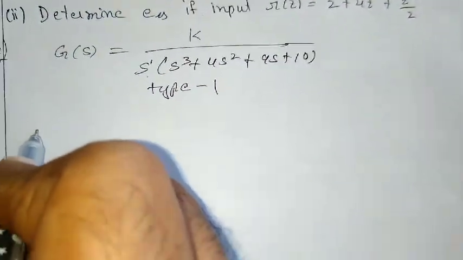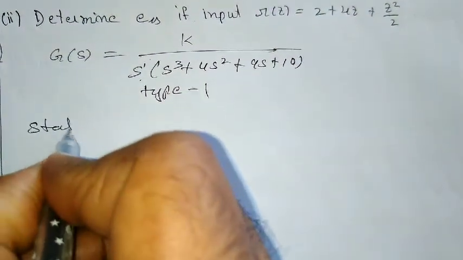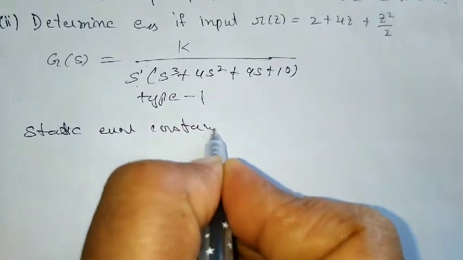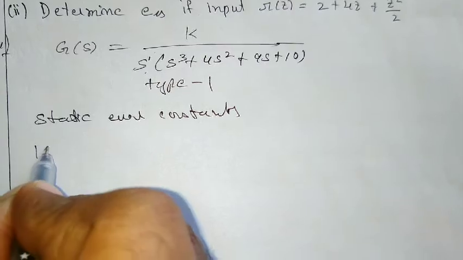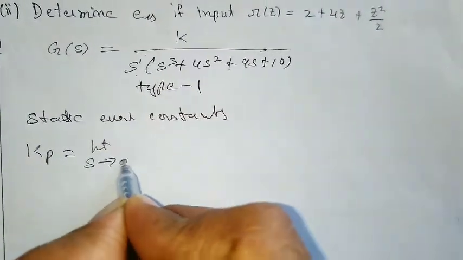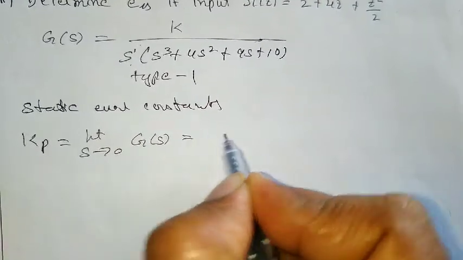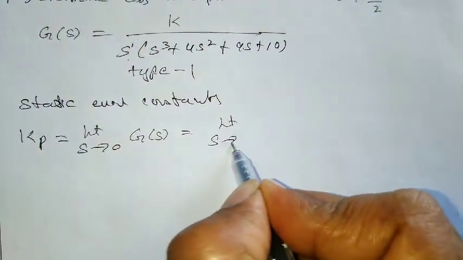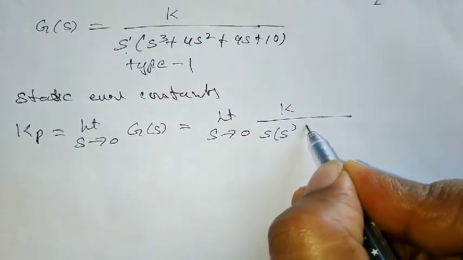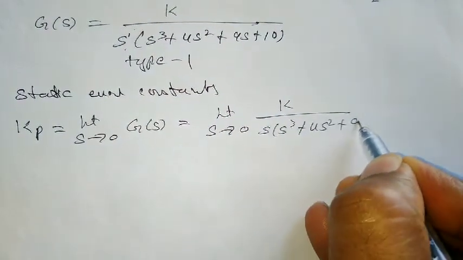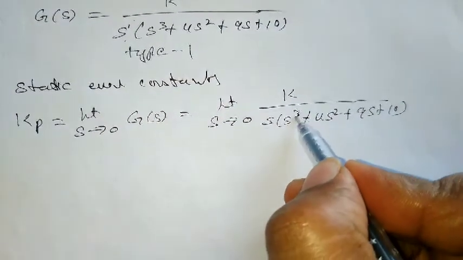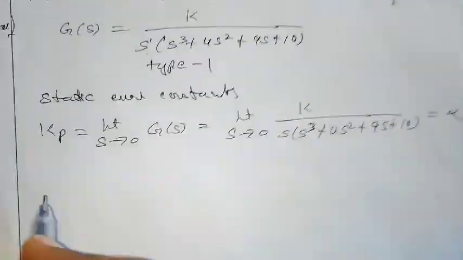Now let us find out static error constants. So Kp is limit S tends to 0 of G of S. This value will be limit S equals to 0, G of S is K divided by S into S cube plus 4S square plus 9S plus 10. So what happens if I substitute S equal to 0? Something by 0, it will be infinity.